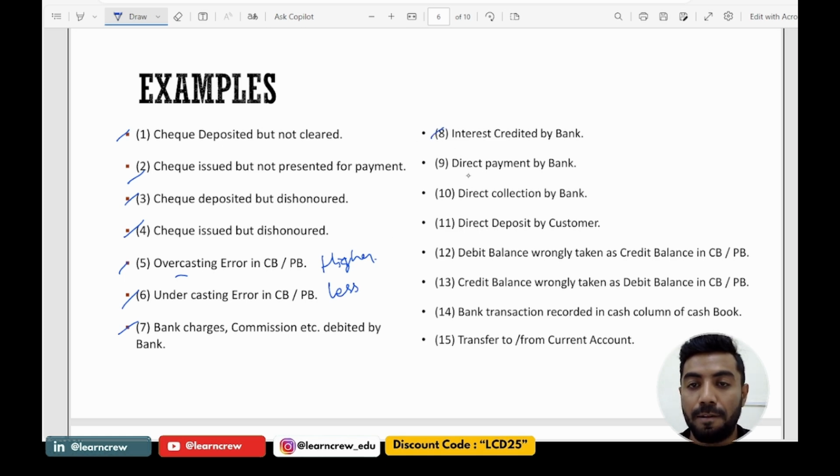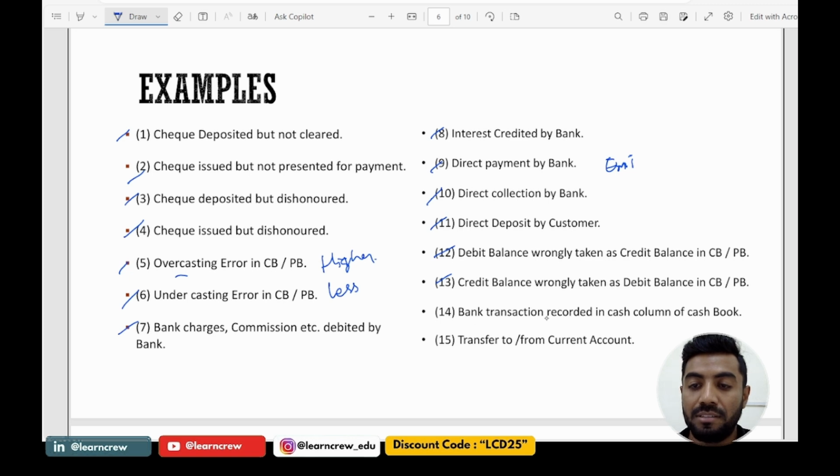So while making the BRS at the end of the month, we'll record all of this. Interest credited by the bank, direct payments by the bank, like the EMI I mentioned, or any standing instructions you have given to make these payments. Direct collections by the bank, where the bank is collecting a particular amount on instructions. Direct deposit by customers: if any customer directly deposits an amount into the bank, you wouldn't know that, right? So at the end of the month, that will be considered. Then debit balances wrongly taken as credit balances, and credit balances wrongly taken as debit balances. Again, errors only, either way.